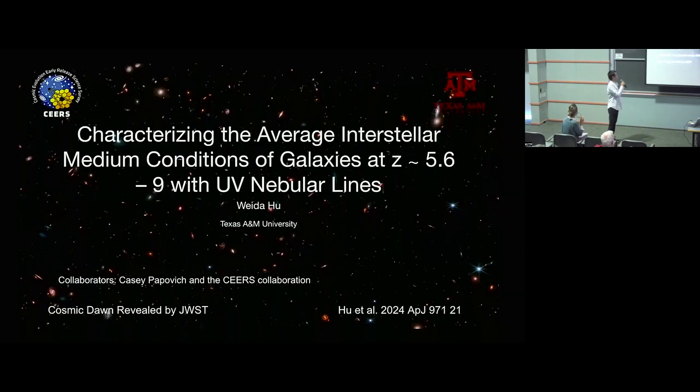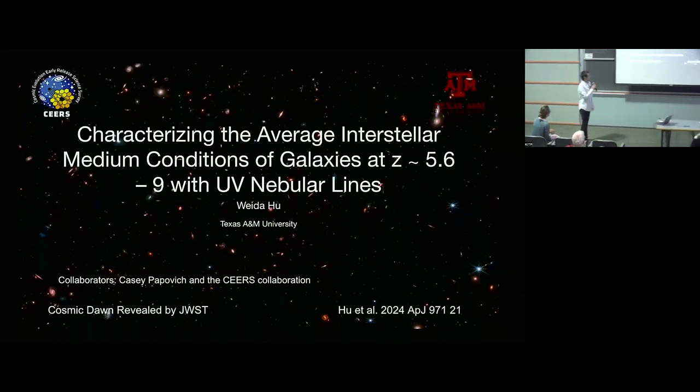I'm glad to have this opportunity to share my recent work about the average ISM property of galaxies probed by UV emission lines. The UV wavelength range in the galaxy spectrum is very important. It provides a lot of galaxy chemical abundance and ionization information, but observing UV emission lines is extremely hard because they are considerably weaker than strong optical lines.